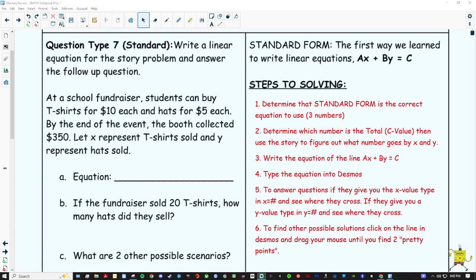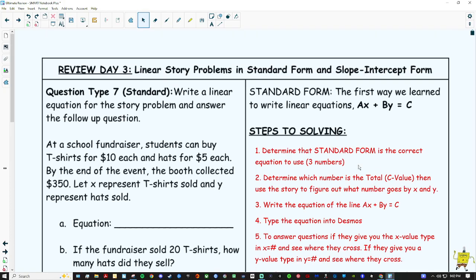Welcome to review day number 3. In review day number 3, we are focusing just on linear story problems. Now, this is just question type 7, but I have it broken up into two parts. This part is all story problems.